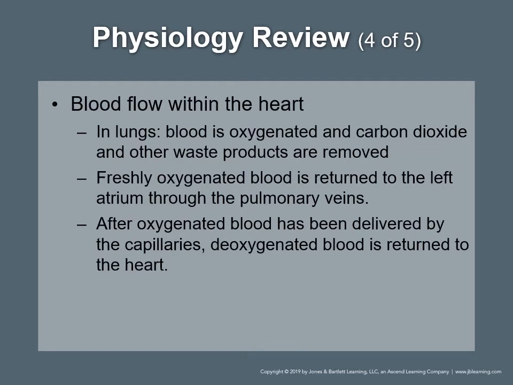Blood flow within the heart. Blood from the upper part of the body returns to the heart through the superior vena cava. Blood flow from the lower part of the body returns through the inferior vena cava. In the lungs, blood is oxygenated and carbon dioxide and other waste products are removed. Freshly oxygenated blood is returned to the left atrium through the pulmonary veins. After oxygenated blood has been delivered by the capillaries, deoxygenated blood is returned to the heart.